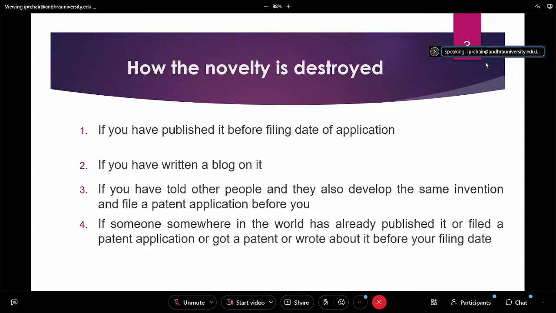However, when you get the grant, it will be applicable only in the country you get the grant. You will think that's not fair. I can't do anything. That is the rule.